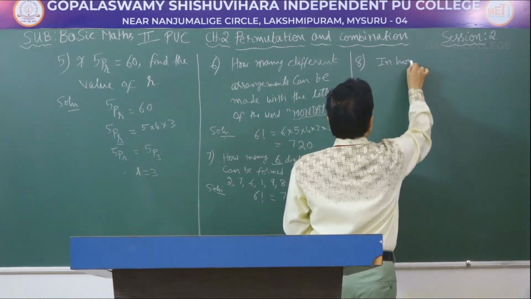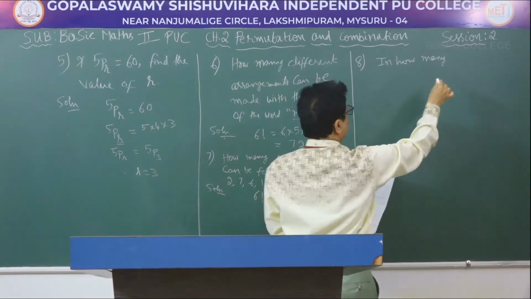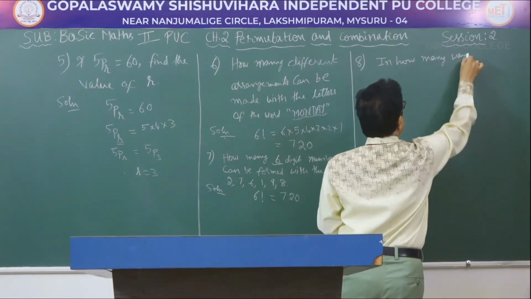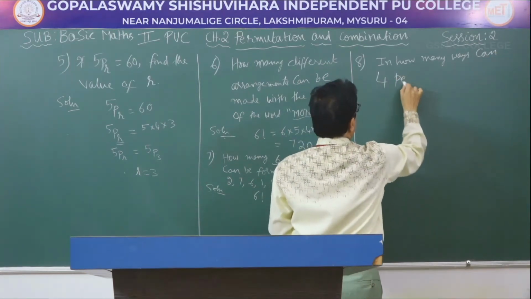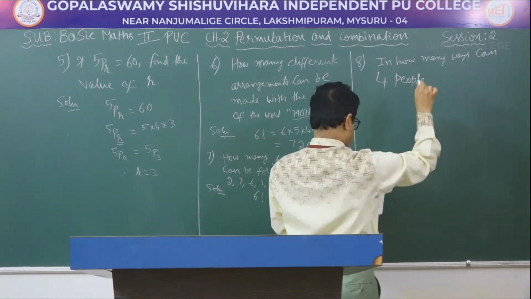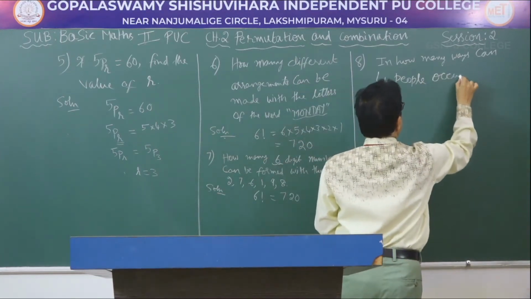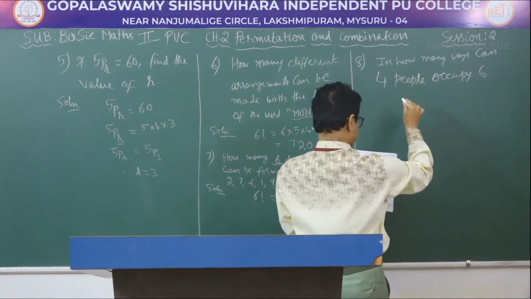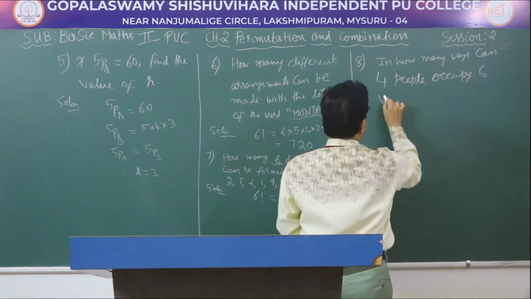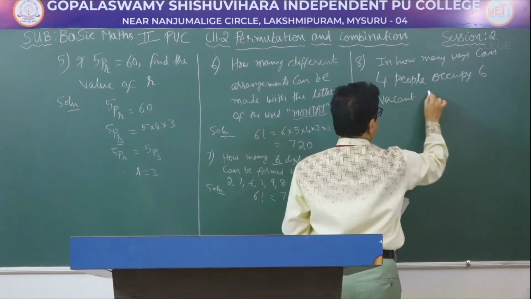In how many ways can 4 people occupy 6 vacant chairs?